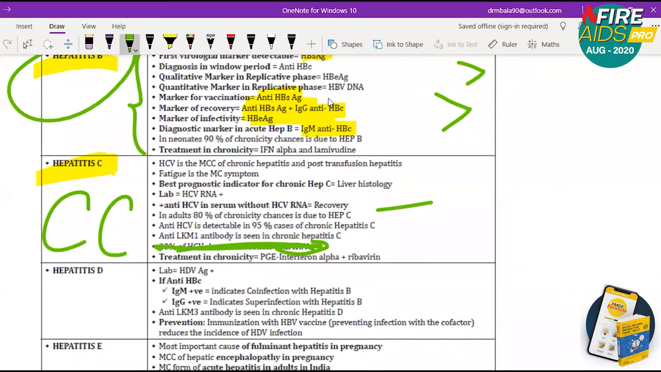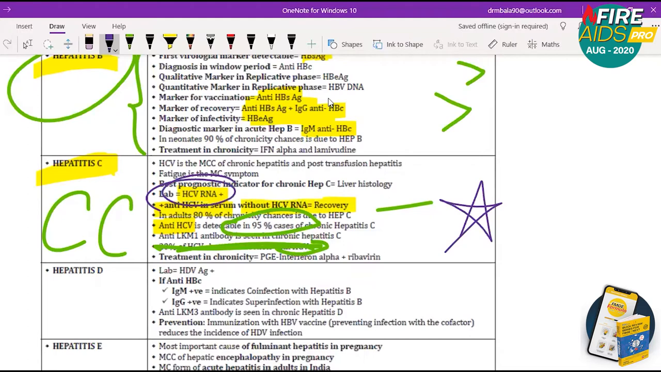Anti-HCV in those patients, you can detect in almost 95% of the cases. So anti-HCV is something you must memorize when it comes to hepatitis C. And HCV RNA will also be positive. If you see anti-HCV in blood but HCV RNA is not positive, it means the patient has recovered. Anti-HCV will be found whether he recovered or not. So when they talk about the diagnosis of this patient, they are talking only about HCV RNA. You should be very clear in this MCQ.